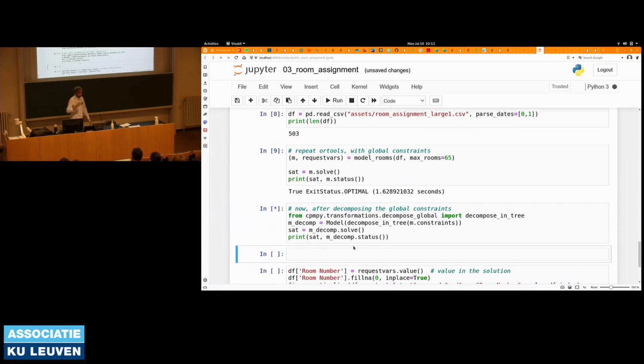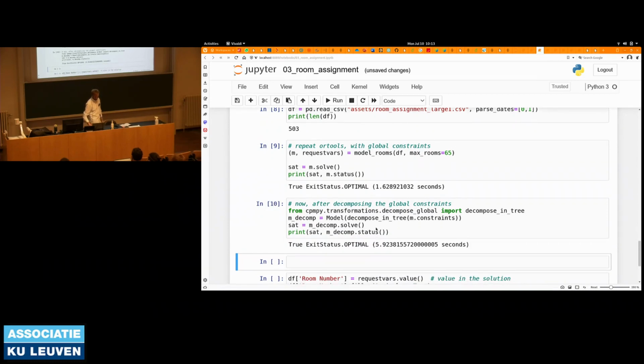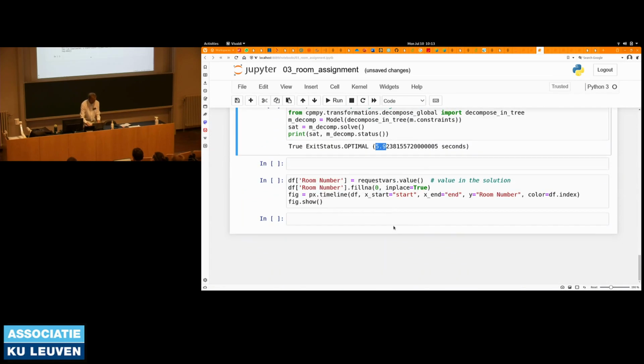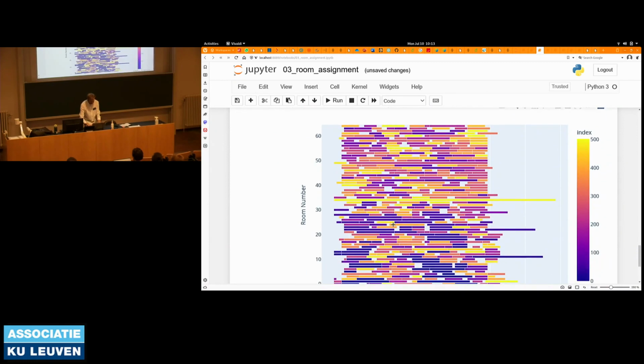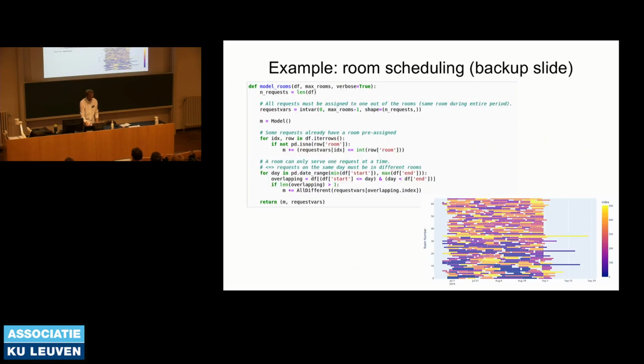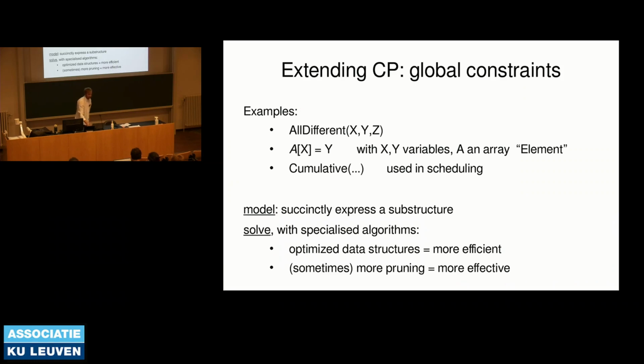So let's see. It was 8 seconds yesterday night. Let's hope it is now as well. Okay, 6 seconds, all right. So exactly the same solver. This one is able to reason about these all different at the global level. This one is not, and so it's a lot slower. Just a little example. Yeah, and then we can visualize, of course, the result again. Okay, that was a backup slide.